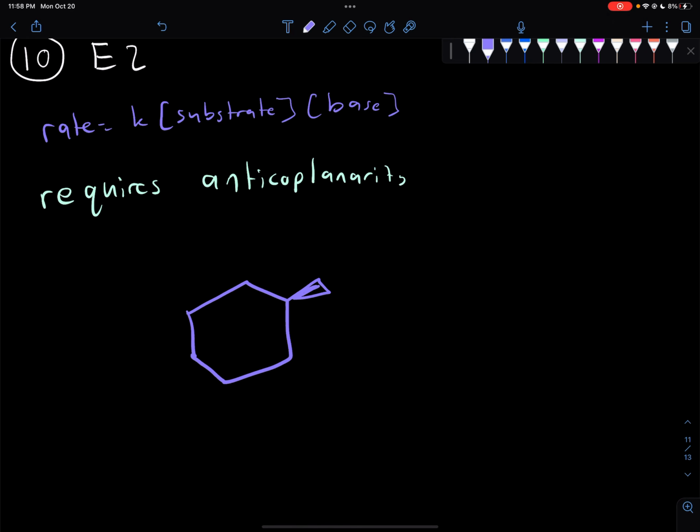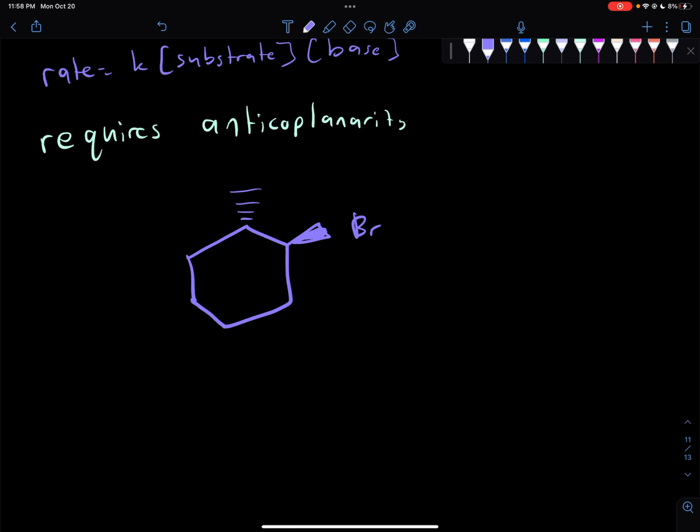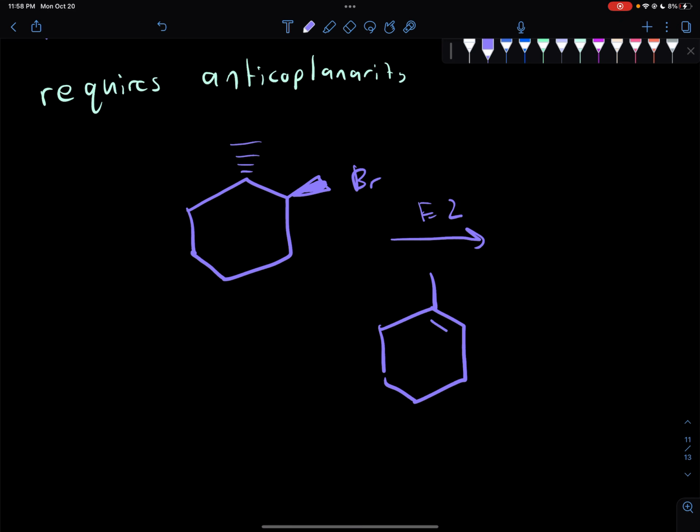Let's say I have a bromine on a wedge, and I have just a metal here. You would think that my E2 product should be right here. You would think the best option is here because I have 3 substituents, whereas if I do it over here, I only have 2 substituents.